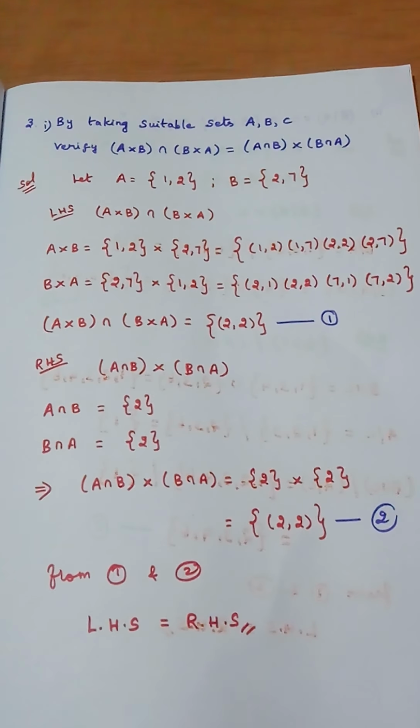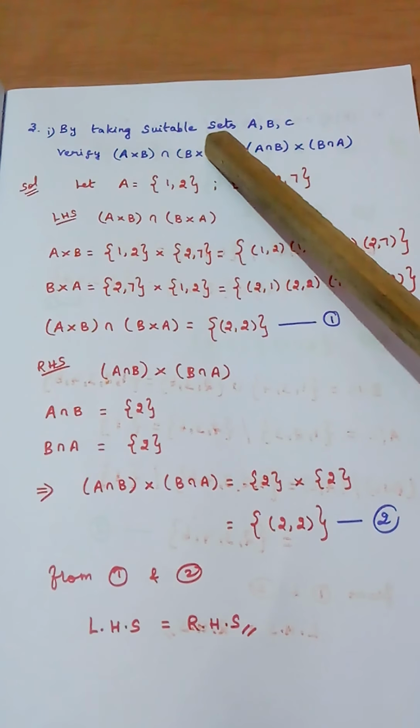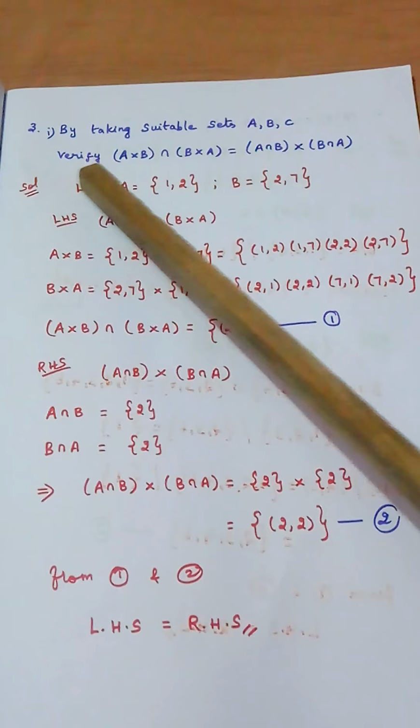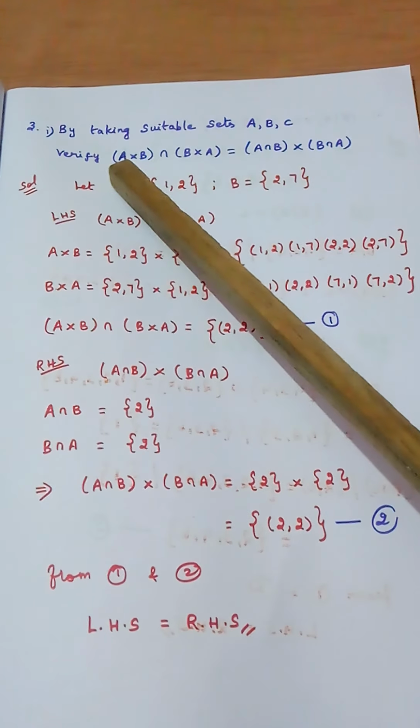Now, before this, we have seen two simple problems. This is the third simple problem. The question is this: by taking suitable sets A, B, and C, verify this result. What is this result? A cross B.